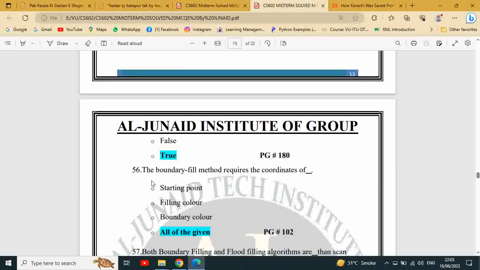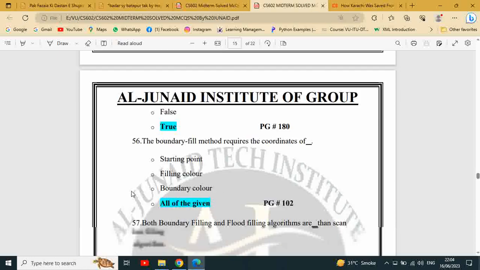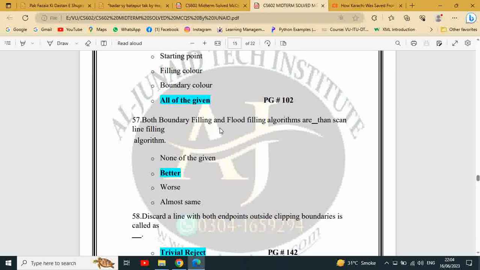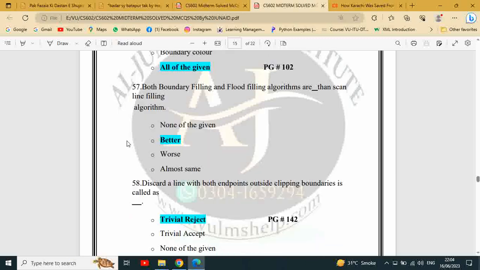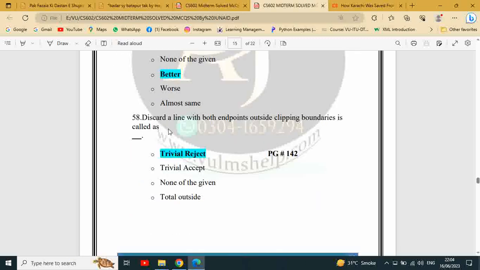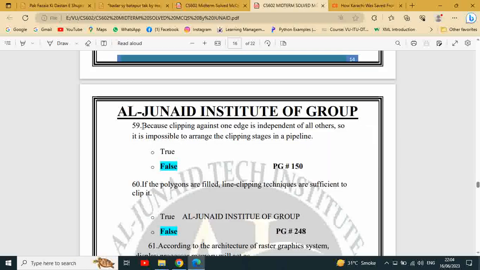True. The boundary fill method requires the coordinates of the starting point, the filling color, and the boundary color, all of the given options. Both boundary filling and flood filling algorithms are better than the scan line filling algorithm. Discarding a line that has both endpoints outside the clipping boundaries is called trivial reject.